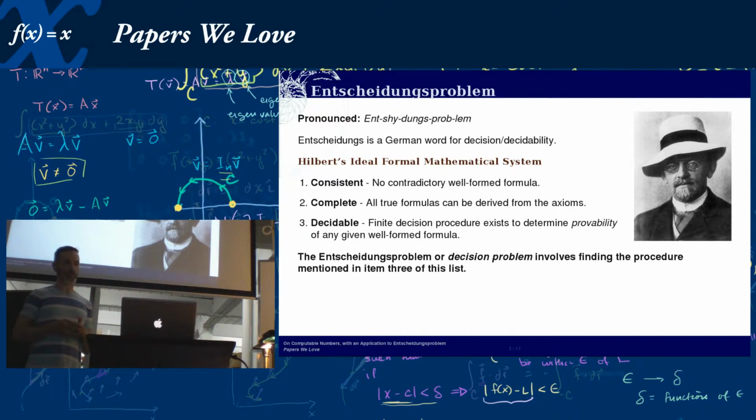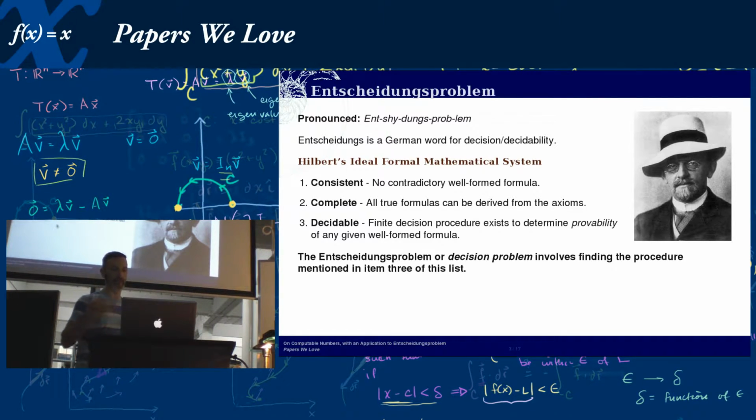believed that an ideal formalist system or an ideal mathematical system was three things: consistent, complete, and decidable. Consistent in that it contained no contradictory well-formed formula. Complete in that all true formula could be derived from the axioms of the system, and they could be derived, again, purely mechanically through symbol manipulation. Gödel quickly disproved both of those things, and that's a completely other talk that may happen in May.